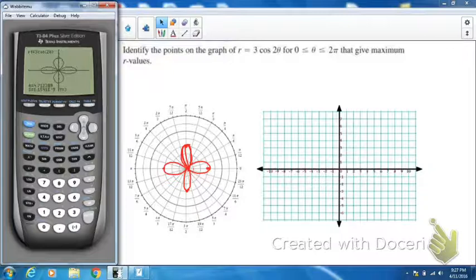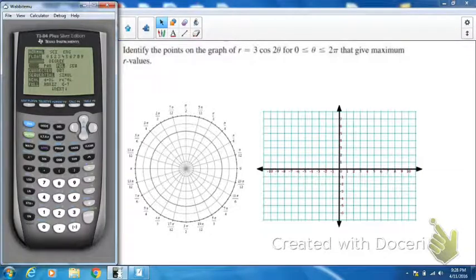Then we're going to graph the rectangular system. So I'm going to go back to mode, and this time I'm going to go to function mode, and that's my rectangular mode. And I go to y equals, and I'm going to replace the r with a y and the theta with an x. So I've got 3 cosine 2x. And I'm going to graph that, see what it looks like here.